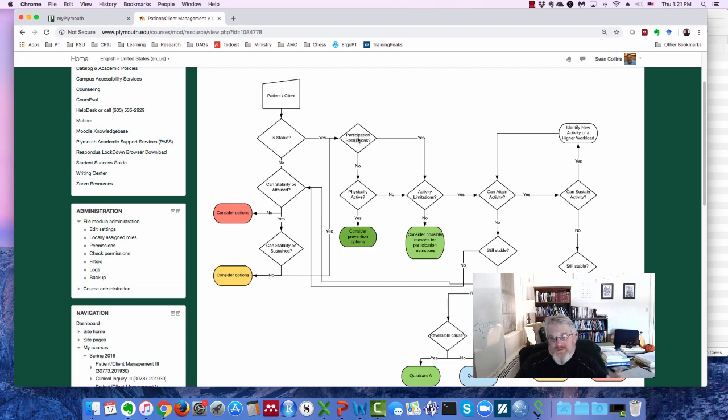Now, if there are not participation restrictions, then the question is whether they're physically active. And if they are physically active, then is there anything that we can do in terms of prevention? If they are not physically active, or if they have participation restrictions, then we're questioning whether there are activity limitations. If there aren't activity limitations, then we consider possible reasons for these participation restrictions. Why can't they do these if there aren't any activity limitations? What else is happening? And these might be social factors.